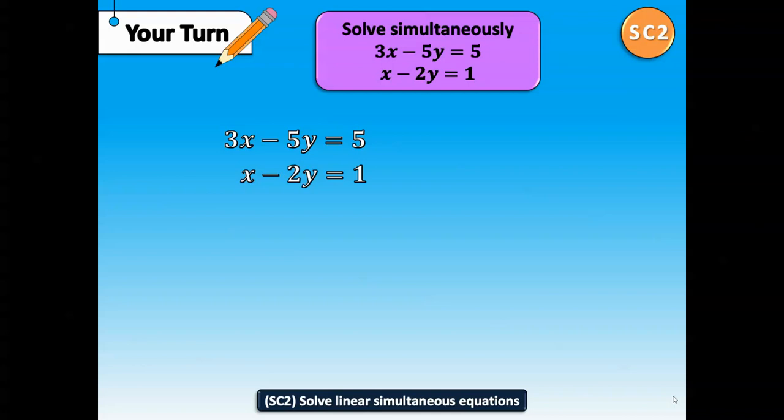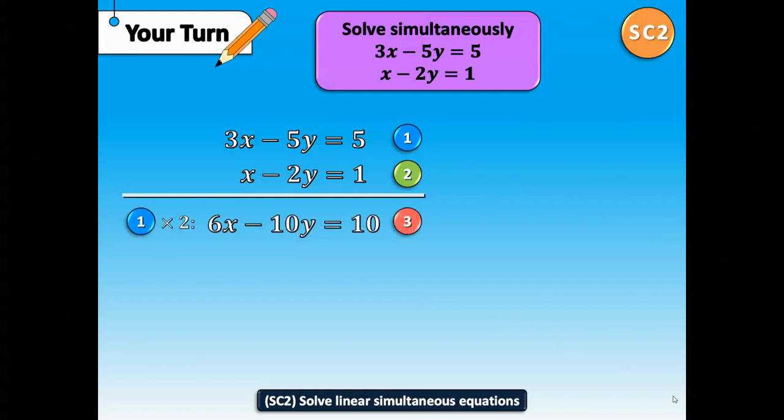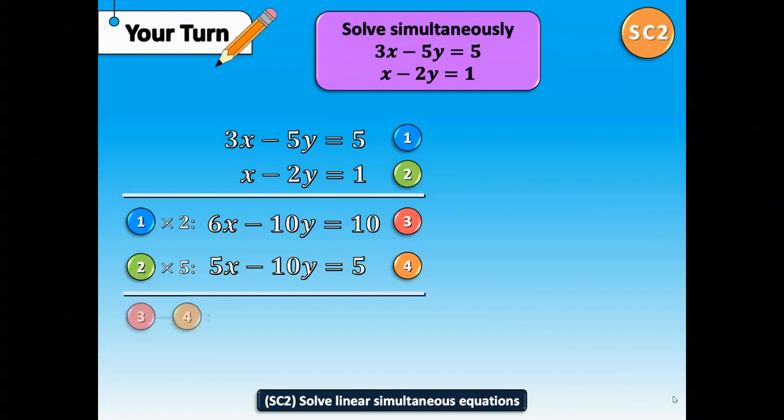So in this question, I want to solve these equations simultaneously. So I need to make the y's have the same number in front of them. So I times the first equation by 2 and the second equation by 5. So now they've both got a 10 in front of the y's. Because the signs in front of 10 are the same, this means I subtract the equations.